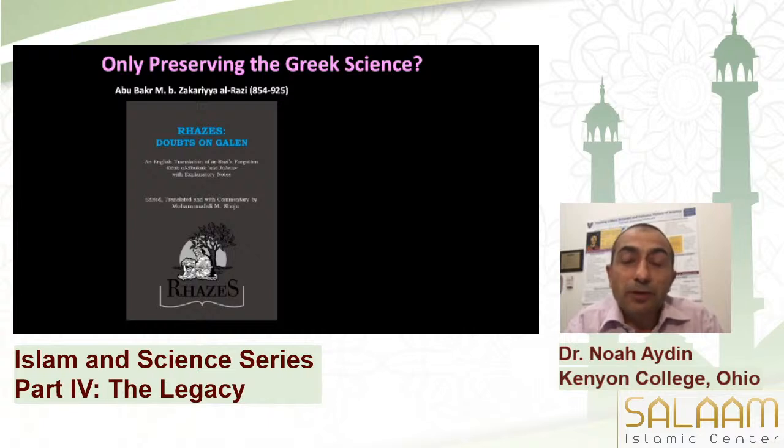Why did he write such a book? Because Islamic scholars went well beyond just translating and preserving Greek science. They were highly critical of the information that they found in Greek texts. As much as they had great respect for Greek scholars, when they found problems in their works, they did not shy away from criticizing them.